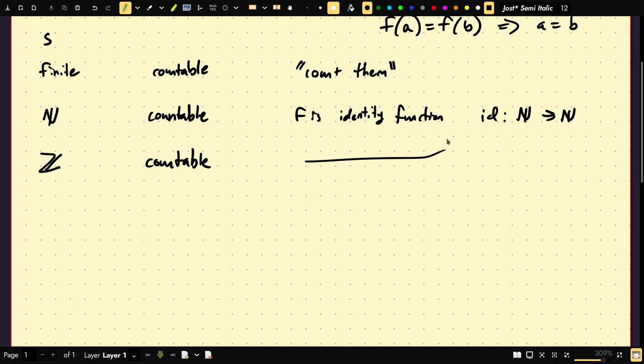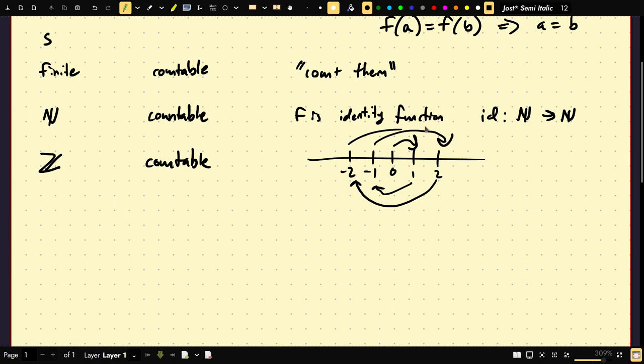So let's say this is our integer line: this is 0, this is 1, this is negative 1, this is 2, this is negative 2, and so on. If I just count this way forever, I'm never going to count the negatives. So what we want to do is count like this: 1, negative 1, 2, negative 2, and so on. That way, every number gets counted.